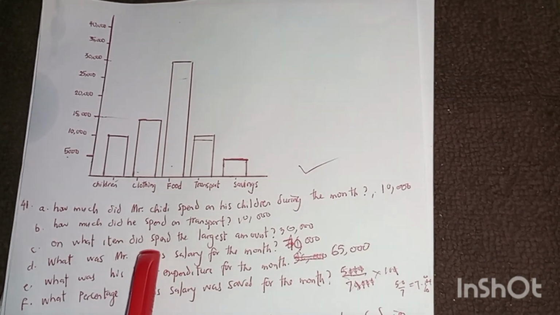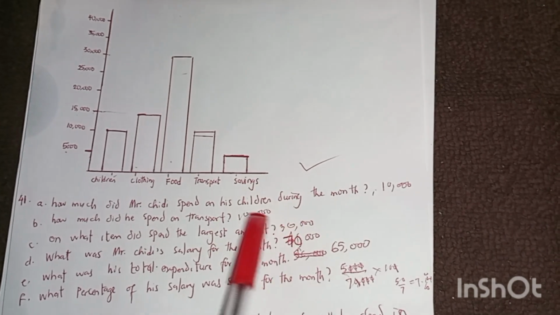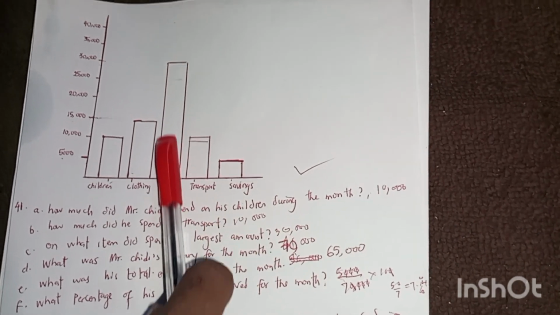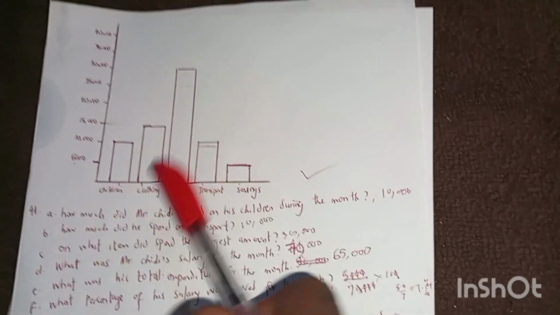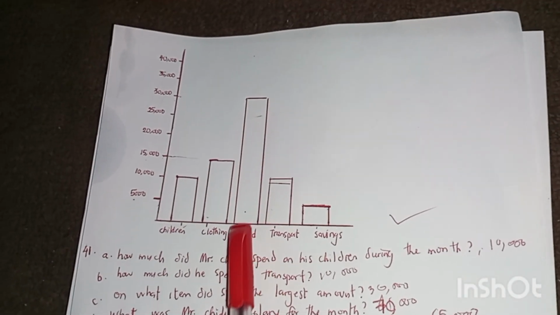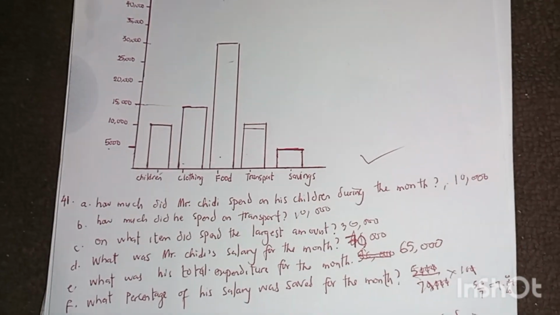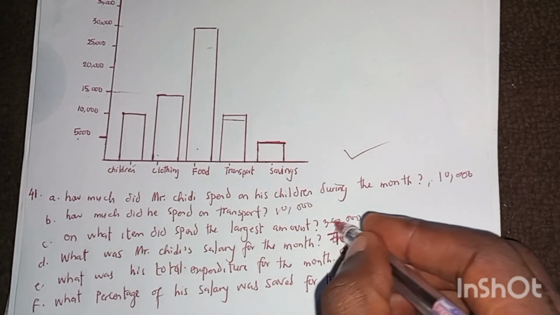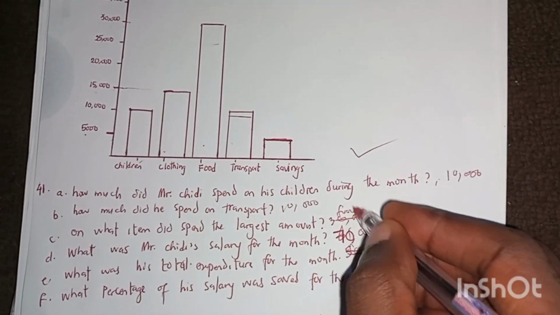On what item did he spend the largest amount? That's on food. Food is about 30,000 of his salary. So yeah, food is the item that took the largest amount of his salary. That's going to be food.